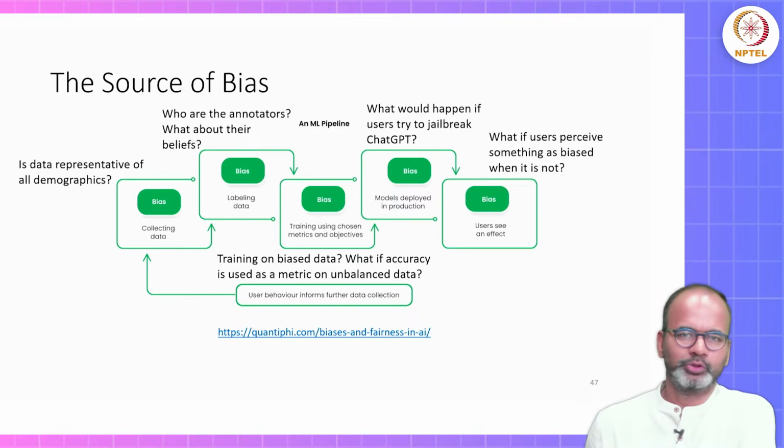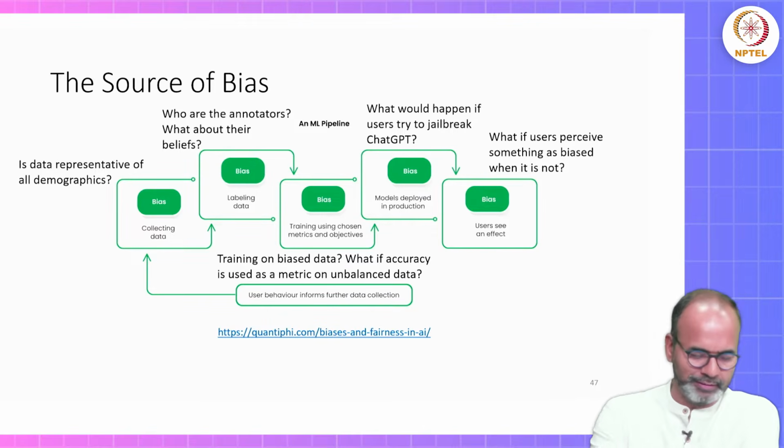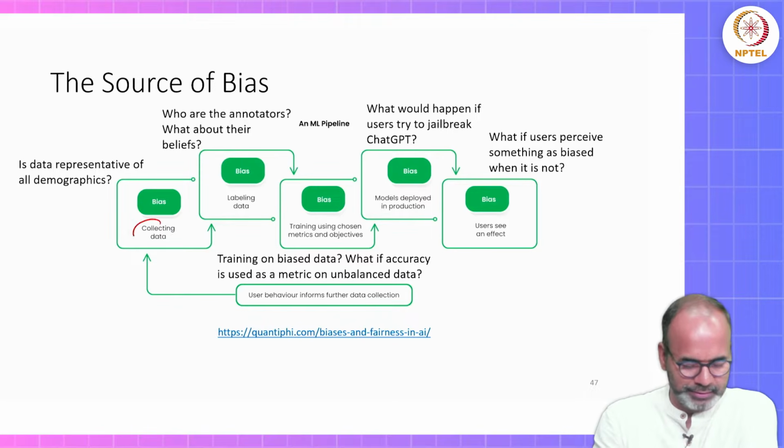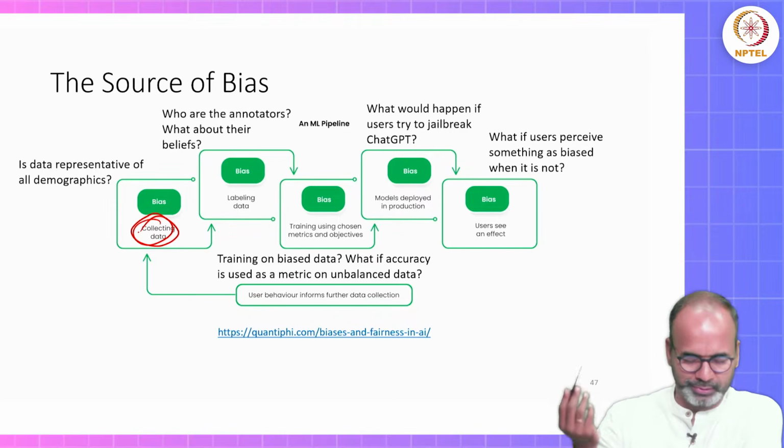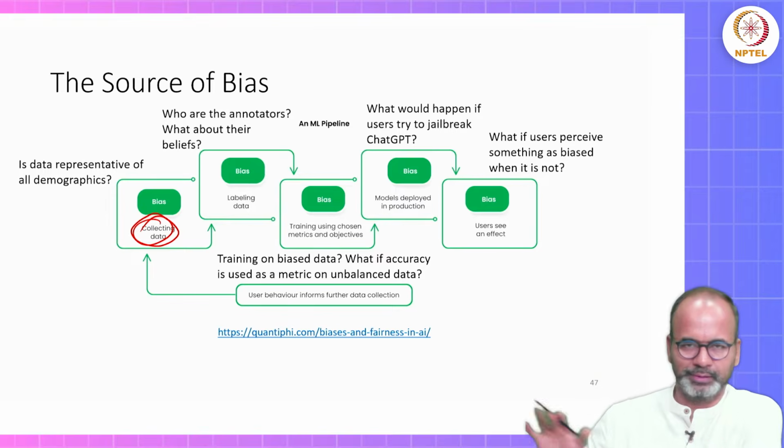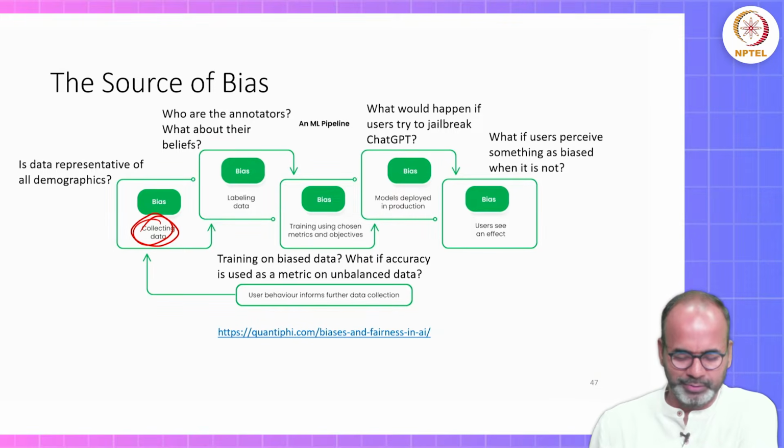Now let's look at some sources of bias. This is an interesting diagram to see where all the biases could come in. Let's go from left to right. First is collecting data. That's a process, meaning if you go back to our module 1, we have to collect data to build this model.